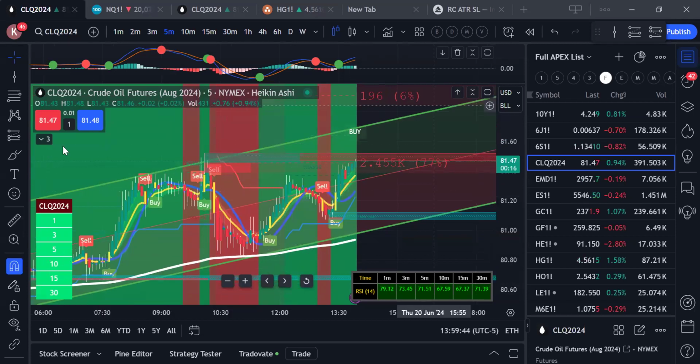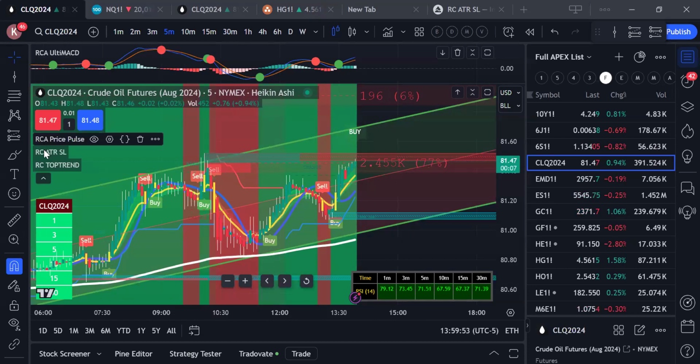Otherwise, there are a lot of members who are just able to use top trend and making consistent profits. So I want to explain about this one. This is this RCATR SL, RCATR, which we can use for stop loss.